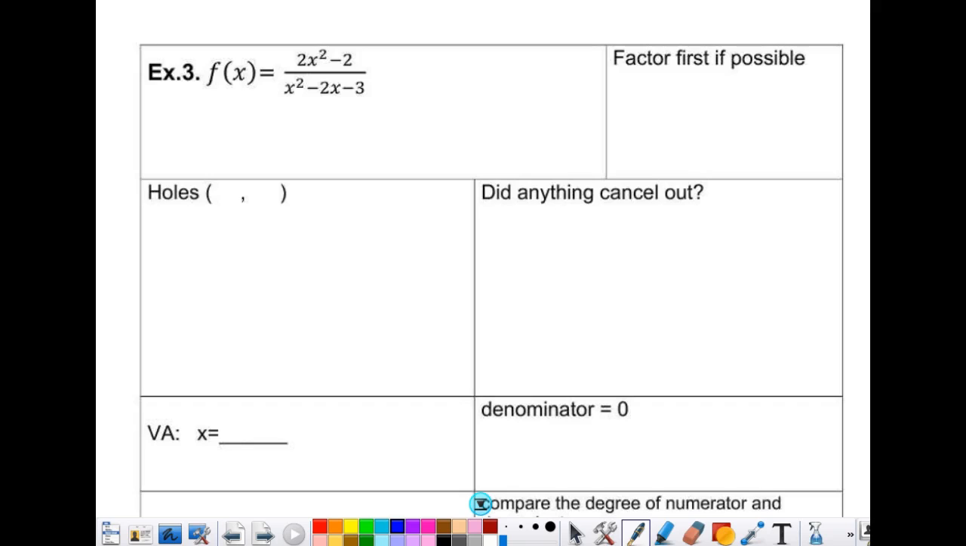Horizontal asymptotes. So Kim, get off your phone. Lewis, take the earbuds out of your ears. Anybody else with earbuds in your ears, take them out. Okay, Isaiah, take the hat off.